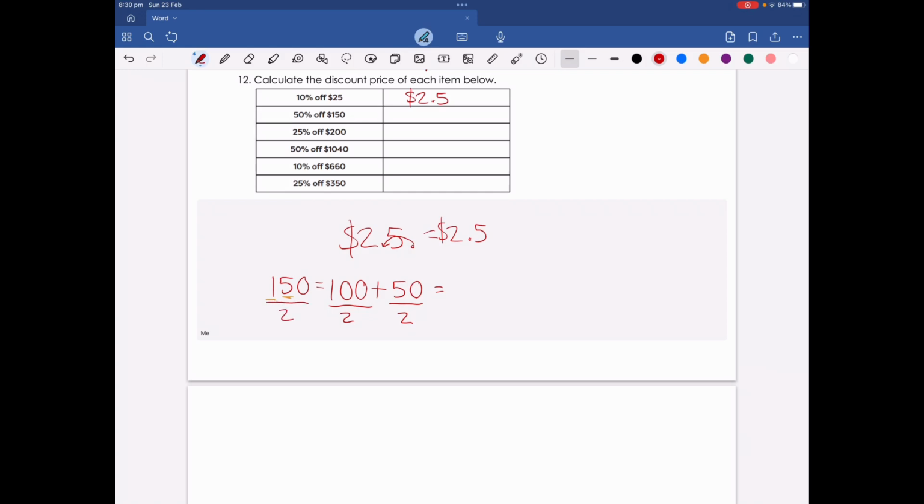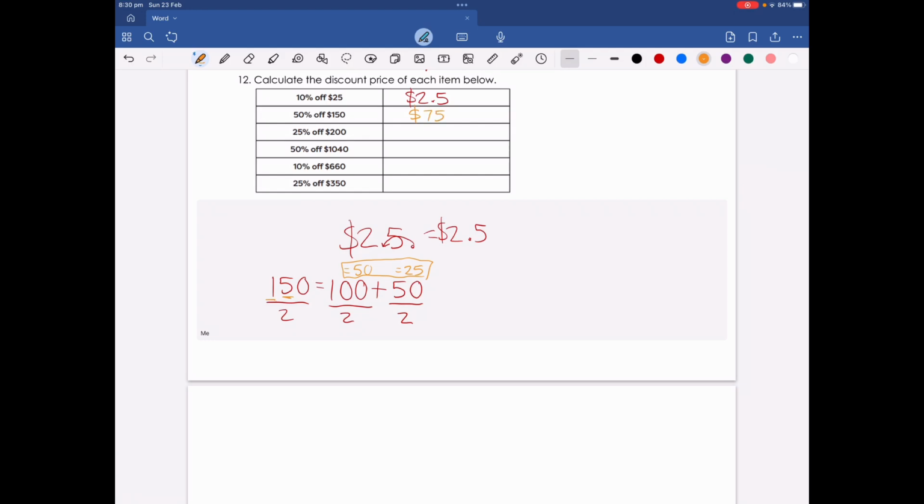So half of 100 is equal to 50. Let me not keep going with this, I don't want to confuse you. But half of 100 is equal to 50, and half of 50 is equal to 25. So these two things together equal 75. So we have $75.